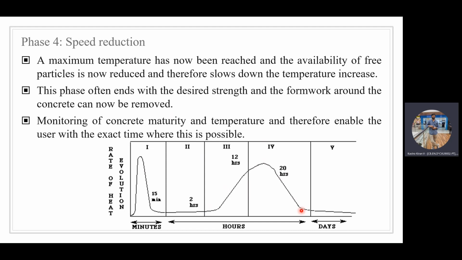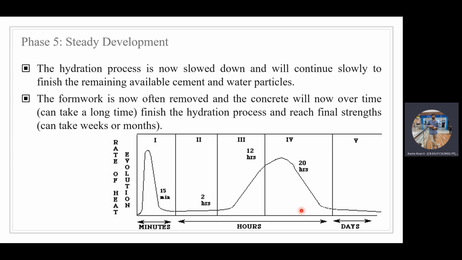Now, what is going to happen in phase 5? Phase 5 is the place where it maintains a steady rate of strength in the concrete. The strength will not increase and the strength will not decrease. So it will be a steady rate. That's why we call phase 5 the steady development. There won't be much increase in the strength and there won't be much decrease in the strength either. It will be maintained at a static rate, so that's called steady development.